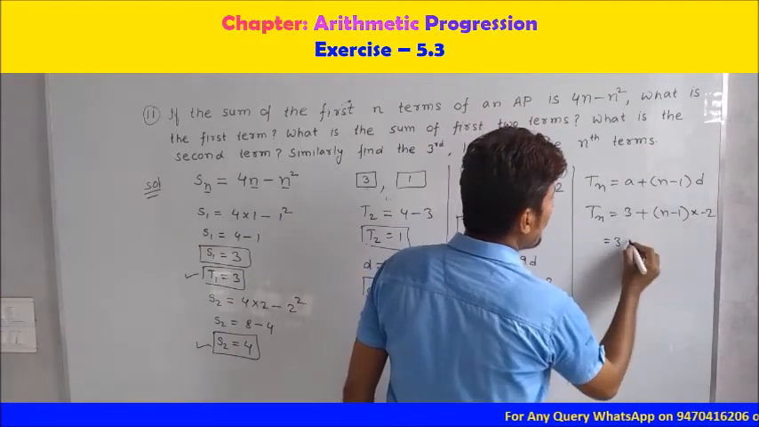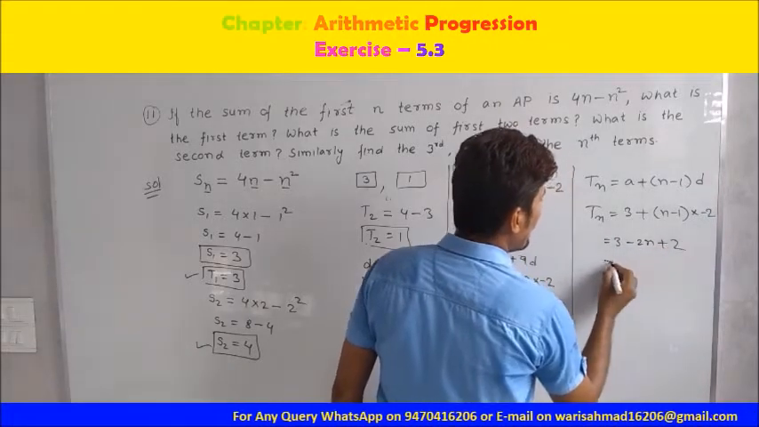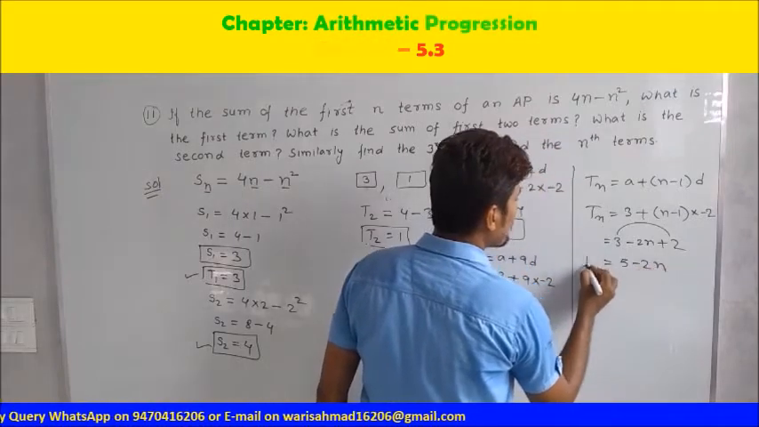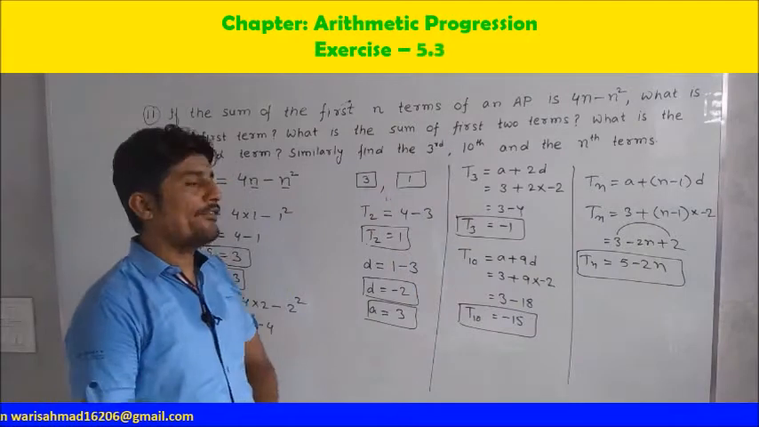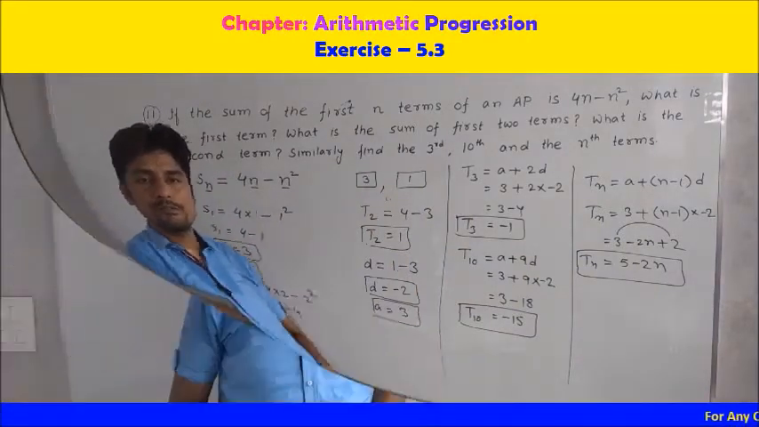3, and then we can write here minus 2n. Then minus minus plus 2. Here we can write 3 plus 2 equals 5 minus 2n. So the nth term of the AP will be equal to 5 minus 2n. So this is the complete solution of this question.